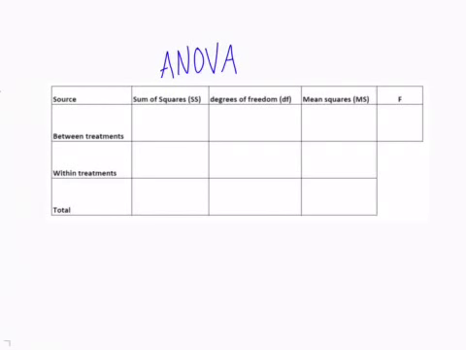So here's the ANOVA summary table. The ANOVA, or analysis of variance, is based on the sum of squares. We'll calculate the sum of squares in a different tutorial. Here is the sum of squares between. Here is the sum of squares within.